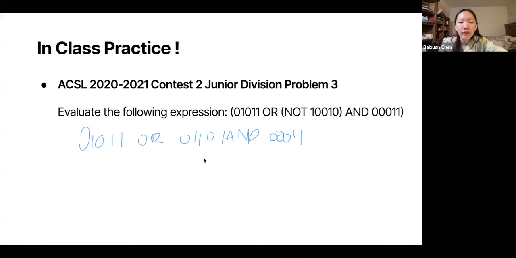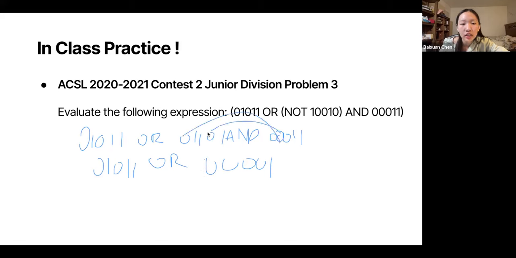So we're gonna do the and before the or because and comes first in order of operations. So it'll be 0 1 0 1 1 or, and it'll only return a 1 if both are 1, right? So it'll be 0 1 0 1 1 or 0 0 0 0 1, right? Because and only returns a 1 if both are 1. Both digits are 1 here, and these two are not. Only the last digit has both as 1.